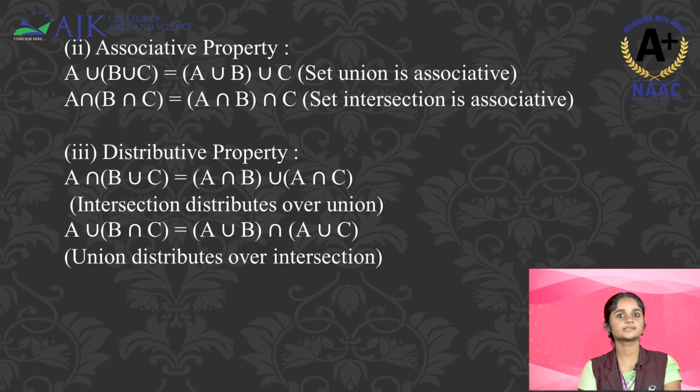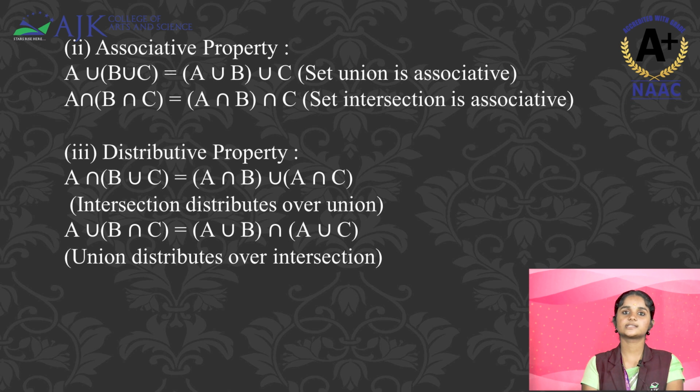So the third property is the distributive property. A intersection B union C equal to A intersection B union A intersection C. This is intersection distributing over union. Next we can see union distributing over intersection. A union B intersection C equal to A union B intersection A union C.